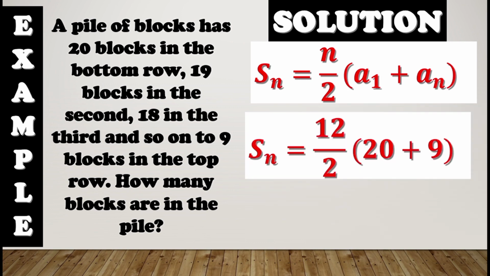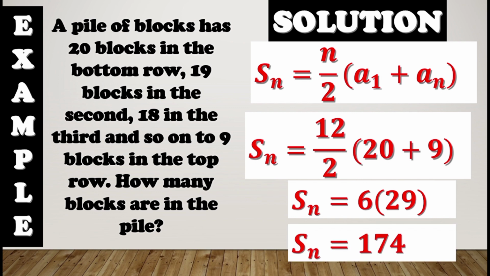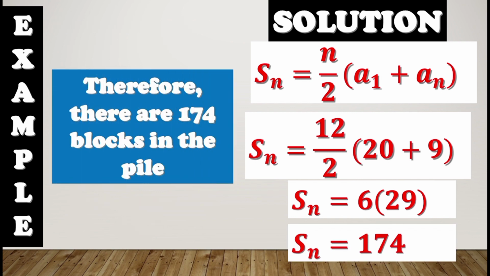So let us substitute. N here is 12, a sub 1 here is 20, and last term is 9. Simplify. S sub n is equal to 6 times 29. S sub n is equal to 174. Therefore, we can say that there are 174 blocks in the pile.